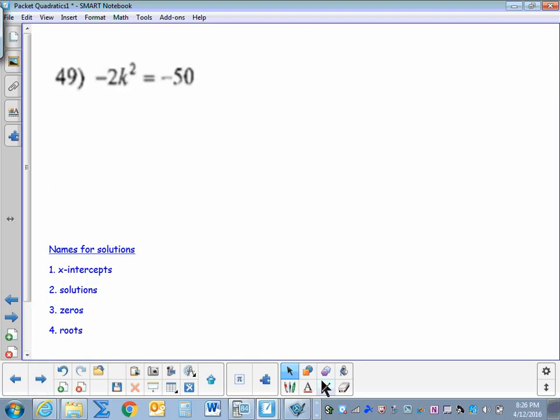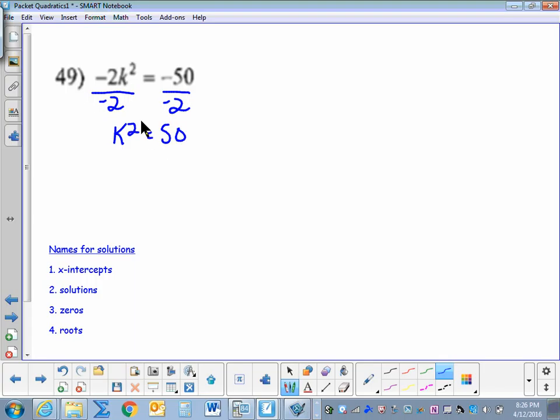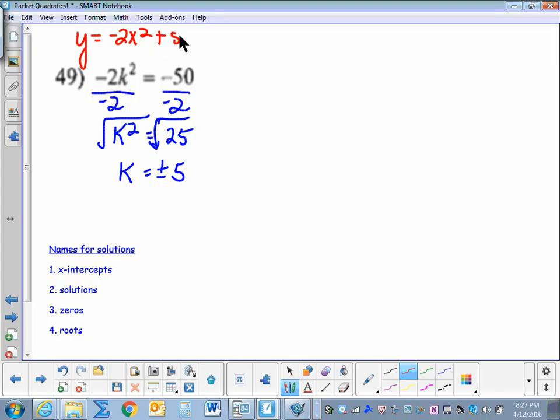Okay, 49. Now we're going to make it a two-step, so all we have to do is just divide by 2. And then we take the square root. So k equals plus or minus 5. And if I'm putting this in my calculator, I'm putting in y equals negative 2x squared plus 50.